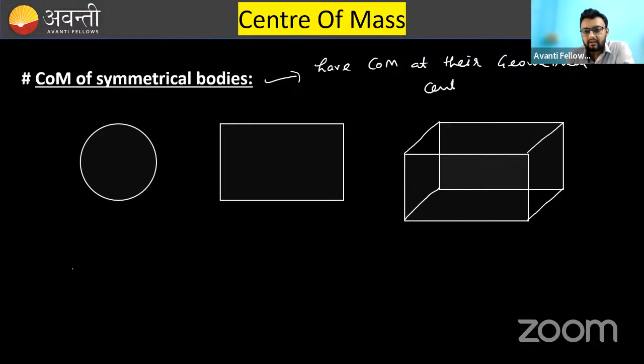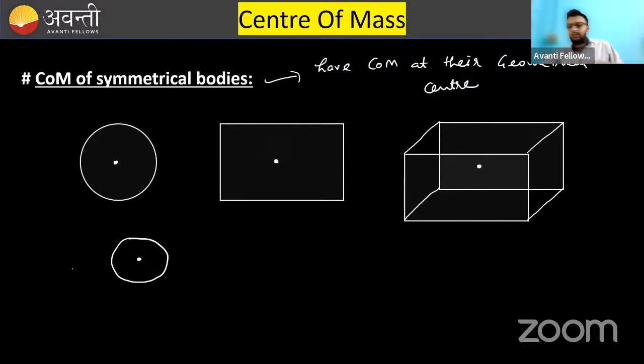At their geometrical center. You can remember this thing. For example, if this is a ring, then its center of mass will be at its center. If this is a solid sphere, then its center of mass will also be at its center. This is a rectangle, its center of mass will be at its center. Symmetrical bodies have center of mass at their geometrical center. This is a cube or cuboid, its center of mass will be at its center. I think these things are clear.